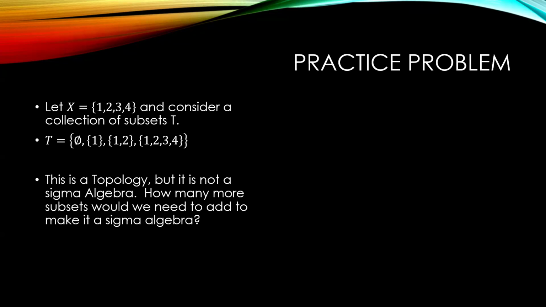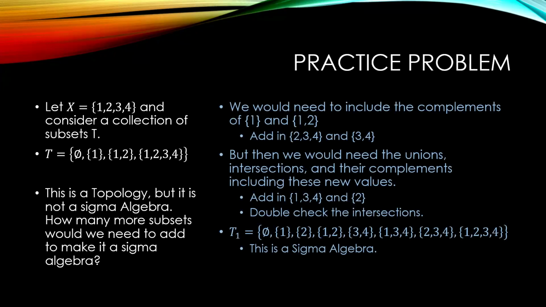What's the complement of {1}? What's the complement of {1, 2}? What would the unions and intersections of all of these values now be? That's how we approach it, and we start with the idea of the complements. Well, the complement of {1} would be {2, 3, 4}. The complement of {1, 2} would be {3, 4}. And then we'd need to look at the unions and intersections of all of these values.